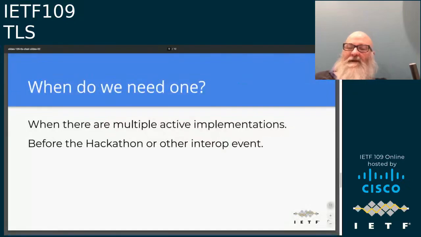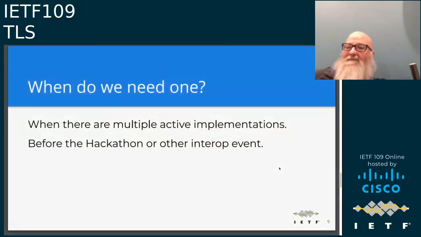So when do we need one? Obviously this is not going to apply to all drafts, because not all drafts have active implementations going on. But for ones where we do, and there are people trying to make sure they can follow along, we're going to have multiple active implementations. And when would we do this? Obviously before a hackathon or an interop event would be a great time to do that. So, next slide.